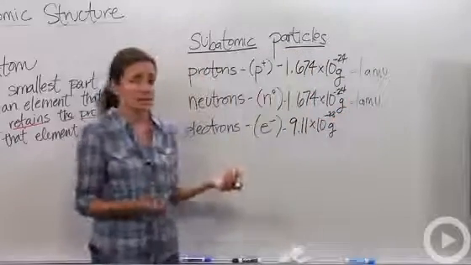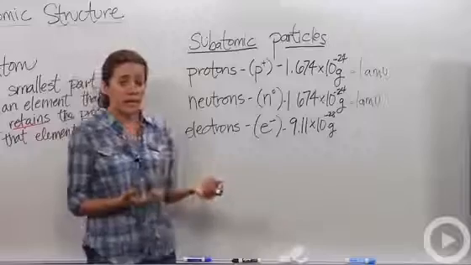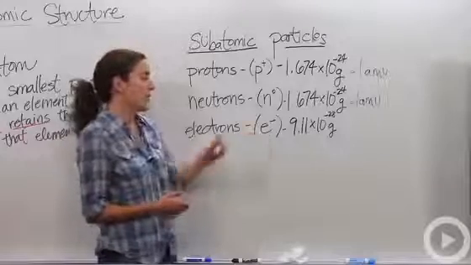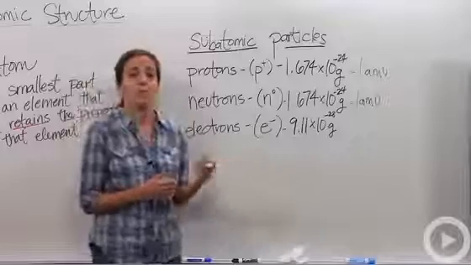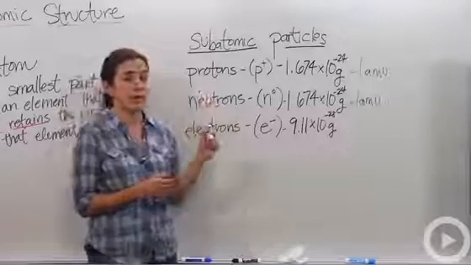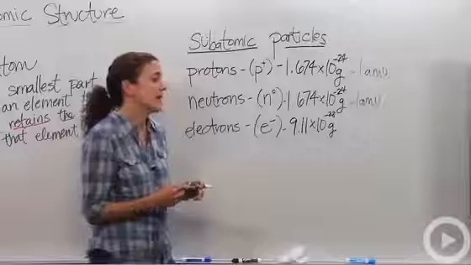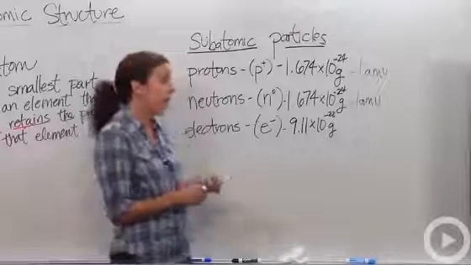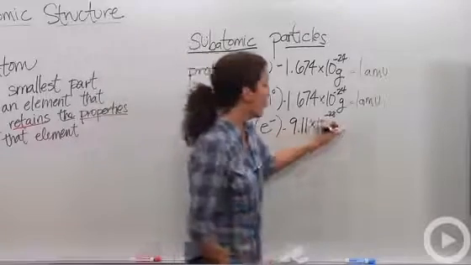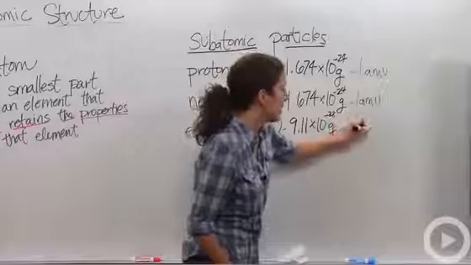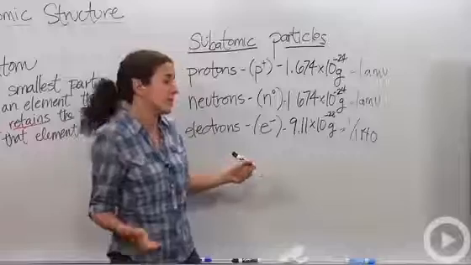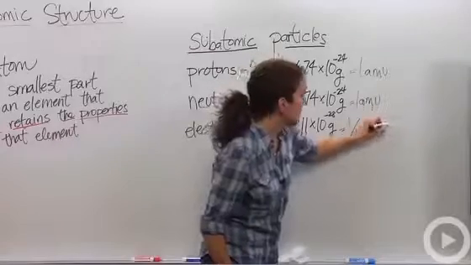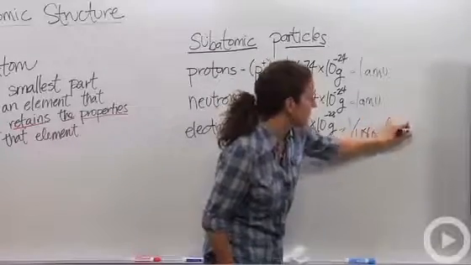And lastly, we have the electrons. The electrons are negatively charged, and we're going to denote that as E with the superscript of a negative. And they're super small compared to the protons and neutrons. They only have a mass of 9.11 times 10 to the negative 28th grams. So basically, it's 1/1840th of the mass of these two. So essentially, it's pretty much weightless comparatively. So we're going to say it's 0 atomic mass units.